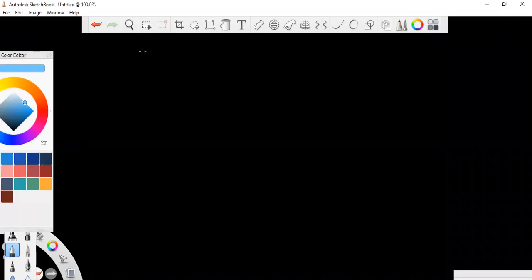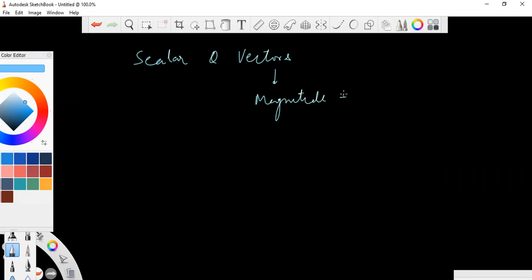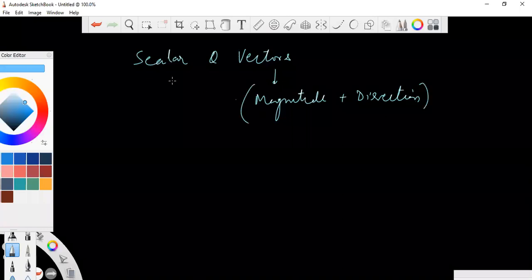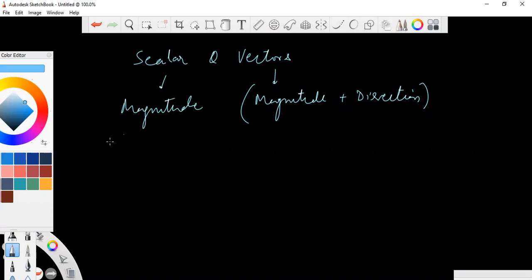So, do you guys know about scalars and vectors? Everyone? Yes, sir. Vectors are physical quantities which have magnitude as well as direction. And scalars only have magnitude. Can you give me 2-3 examples of both?